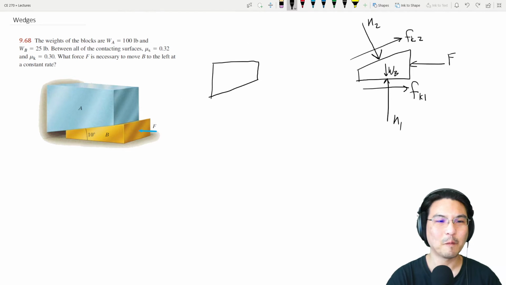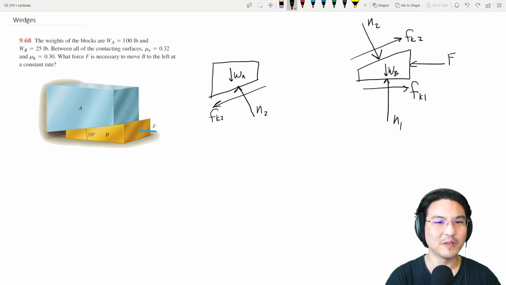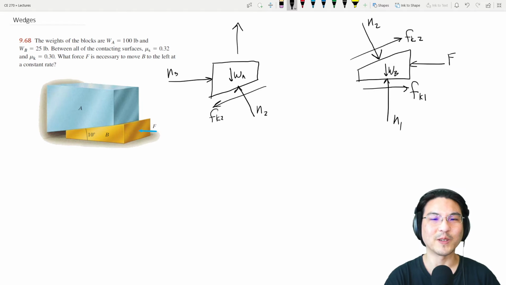Okay, let's go to block A. So right here, normal force here, equal and opposite, Newton's third law. And then this friction here would be equal and opposite here, Newton's third law. Okay, block A also has weight. And then it's in contact with the wall, so there's a normal force from the wall. And then block A would be moving upwards, right? So then the friction from the wall would be opposing that motion this way. Okay, so now we got both free body diagrams.